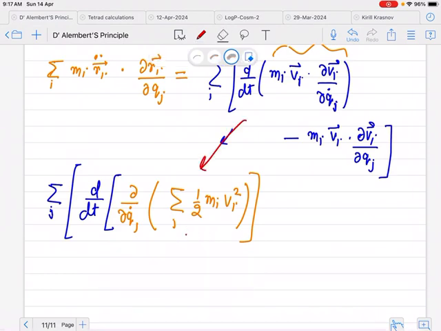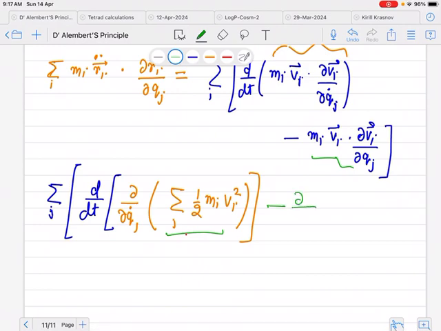Okay. So we are expressing this term in terms of the kinetic energy. It is nothing but the kinetic energy. Similarly, the second part, minus del over del Qj of sigma i, half mi Vi square. Because there is no Qj term in the Vi, it should be 0.